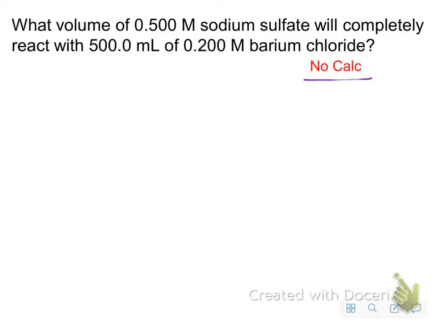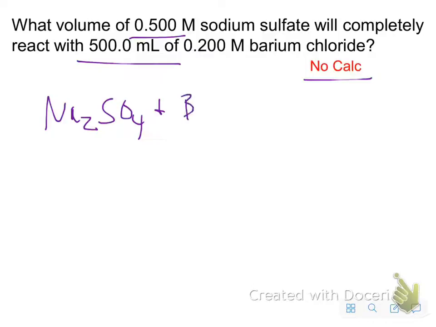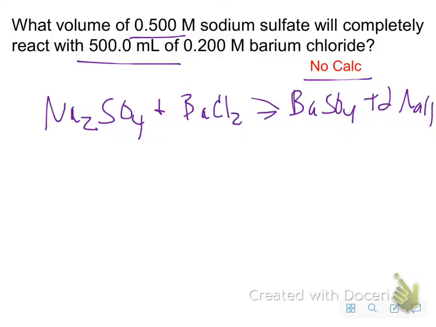Alright, so here's a no calculator problem. What volume of 0.5 molar sodium sulfate will completely react with 500 milliliters of 0.2 molar barium chloride? Alright, so I'm going to write the equation. When you're talking about how much of something is required to react with something else, you need an equation. So that's sodium sulfate, this is barium chloride, right? And when they mix, I'm going to get barium sulfate and 2 sodium chloride. So it's important for me to know that I've got a 1 here and a 1 here.